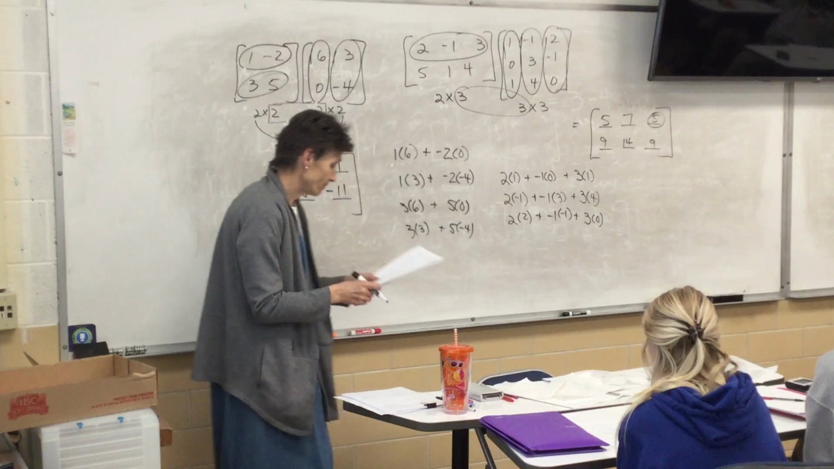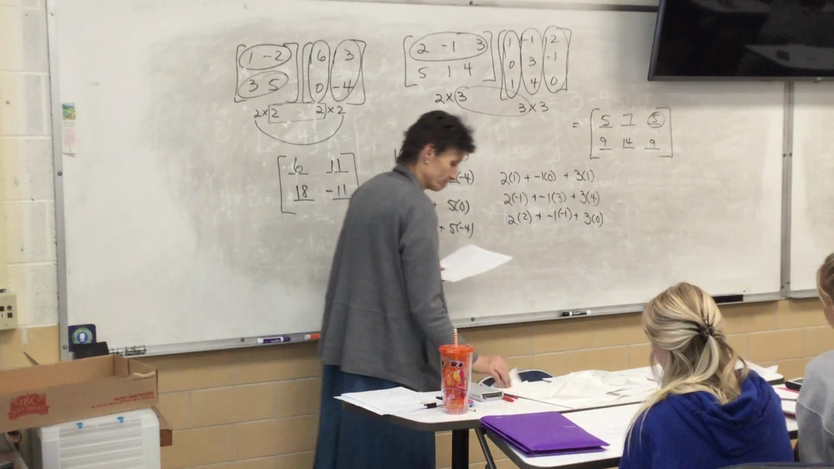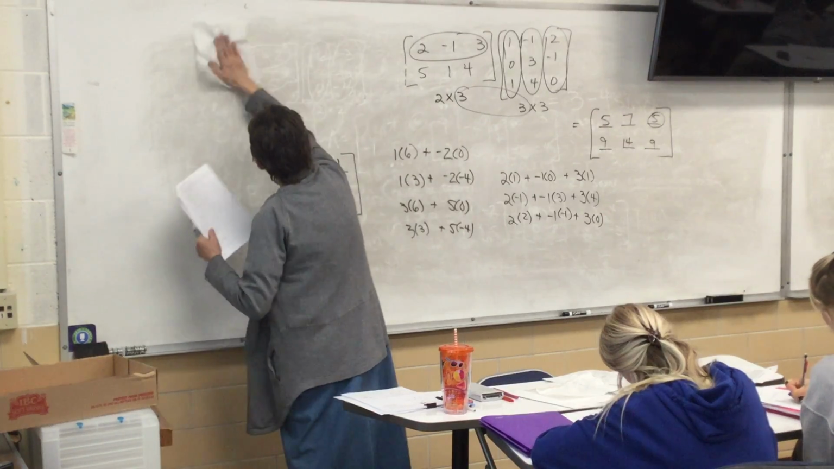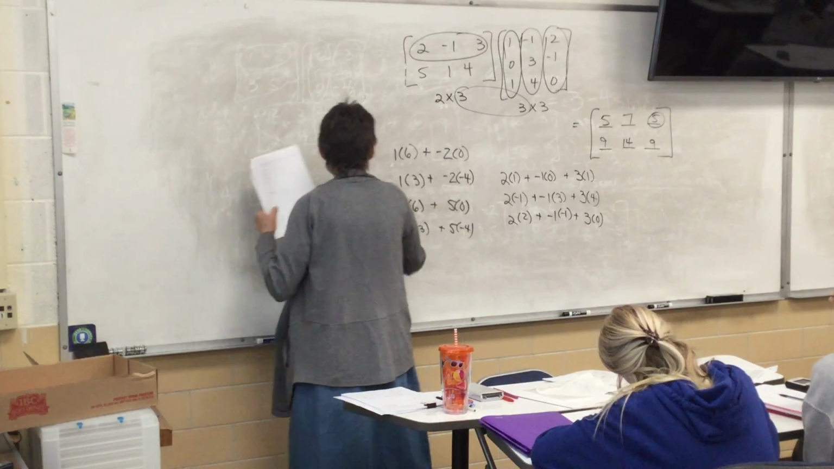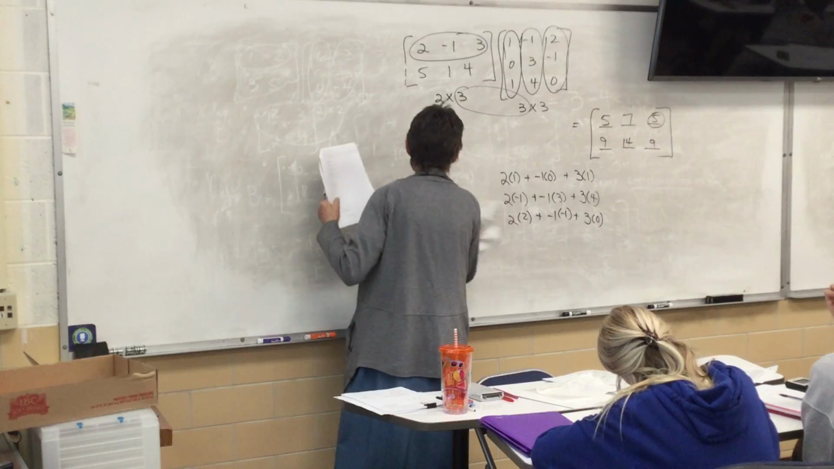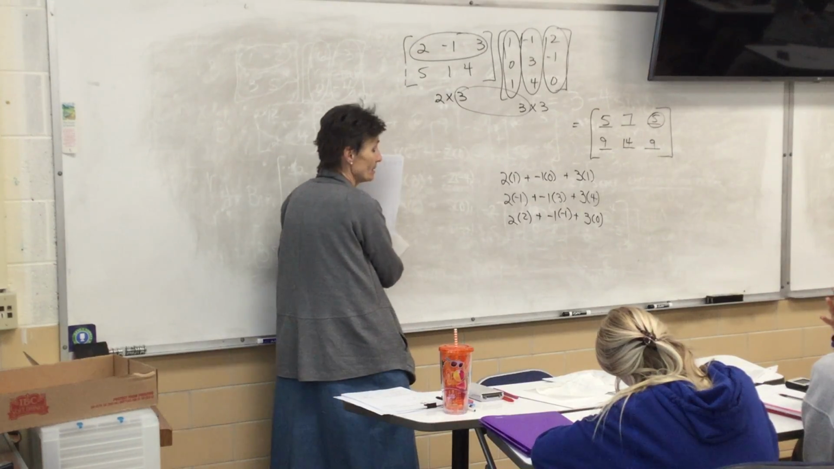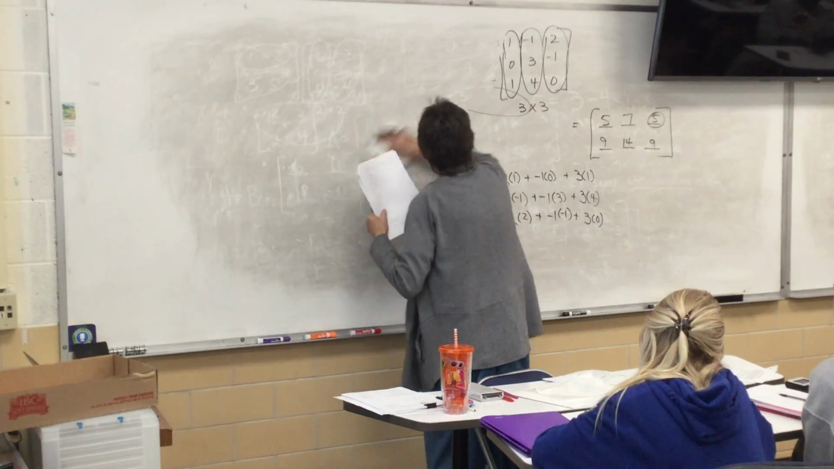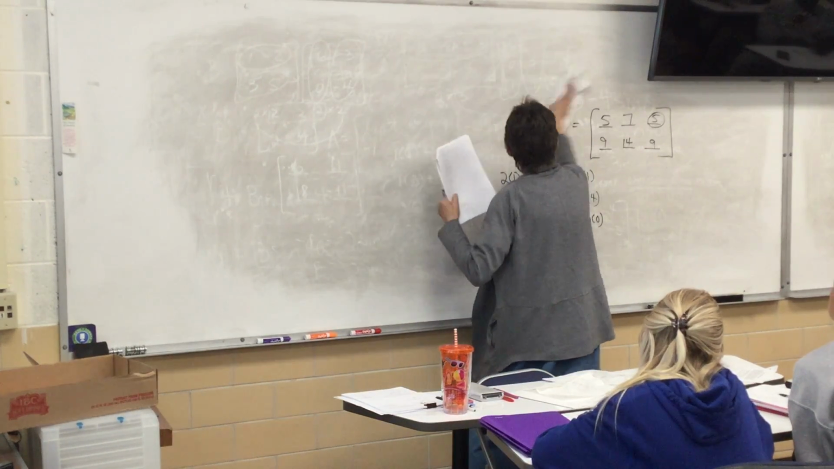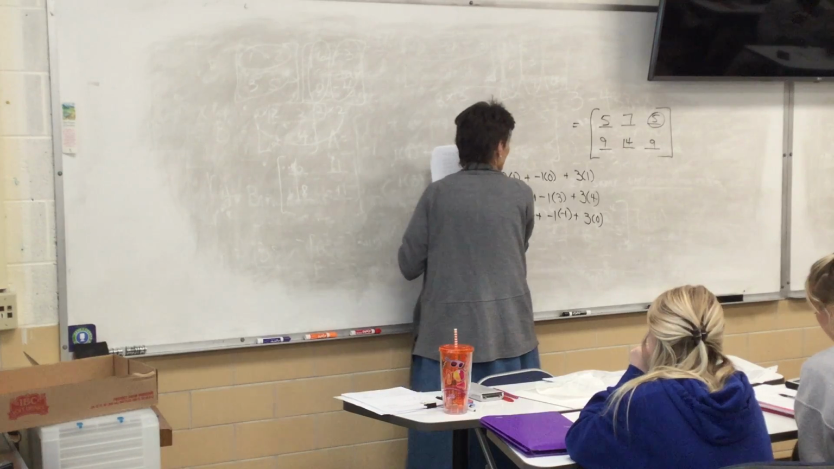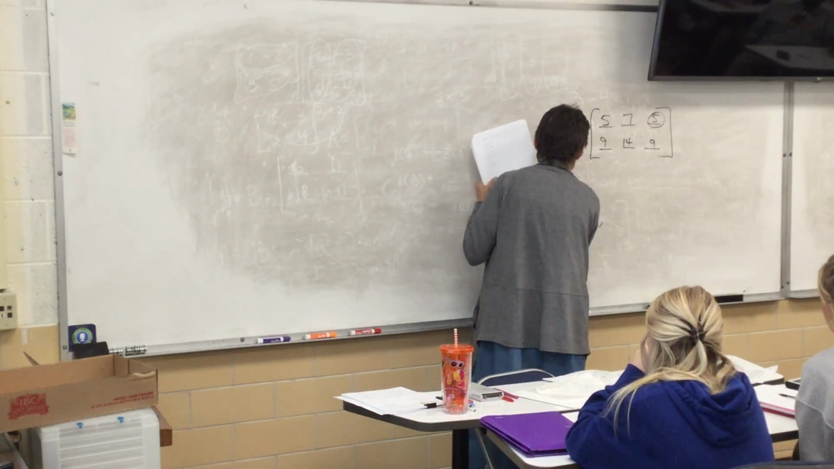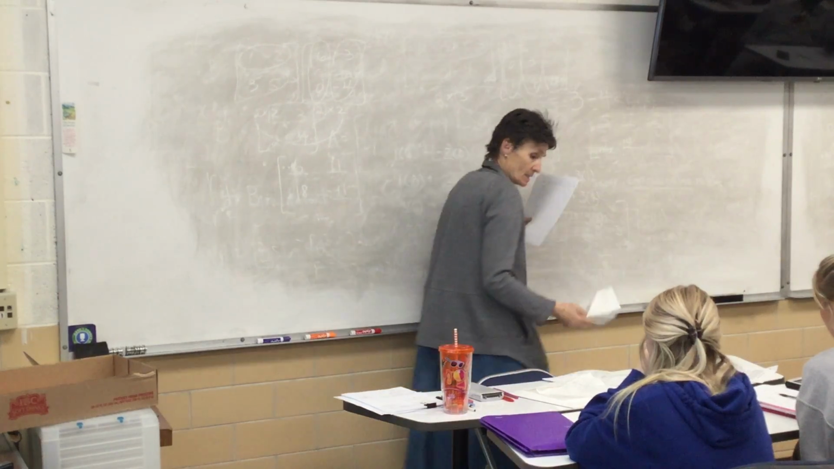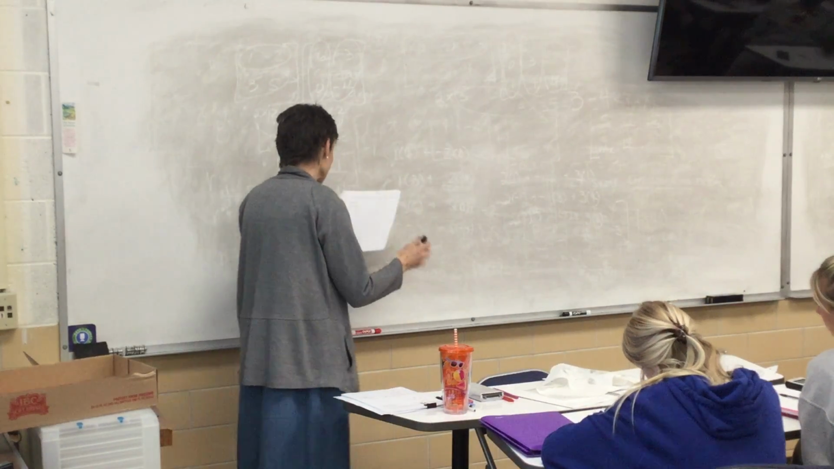All right, what about AC? You can't do it. Why can't we do AC? Because it's a 2 by 2 times a 3 by 3, and the inside dimensions don't match. So therefore, it is not doable, and we have another empty set. We get a lot of empty sets when we're dealing with matrices, because the rules are so strict.